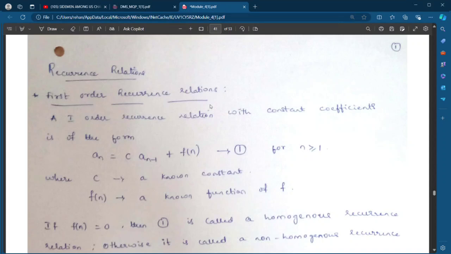A recurrence relation can be written as RR also. The first order recurrence relation with constant coefficient is of the form a_n = c a_(n-1) + f(n). The coefficient of the a term is a constant c, plus some function. Suppose this function is 0, so only this much is there, then it is homogeneous. If there are some other terms added, then it is a non-homogeneous recurrence relation.